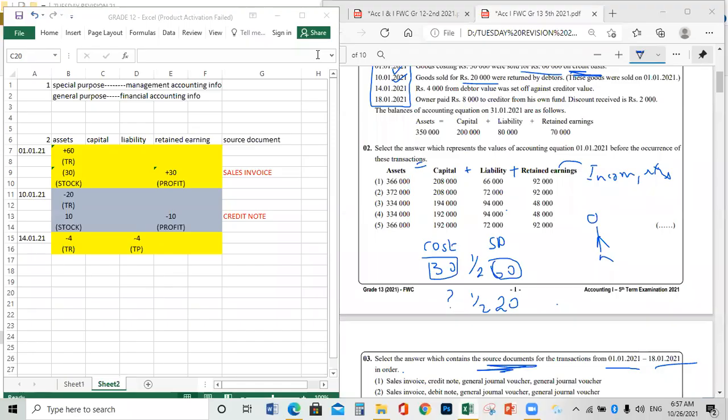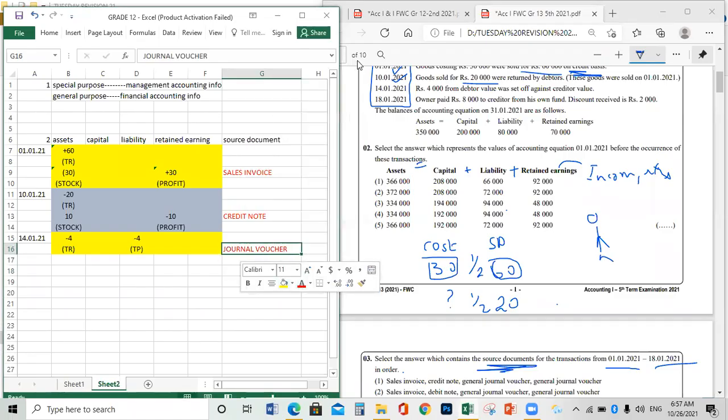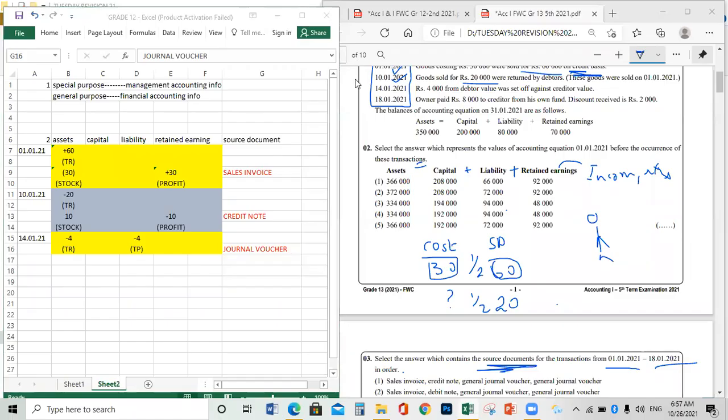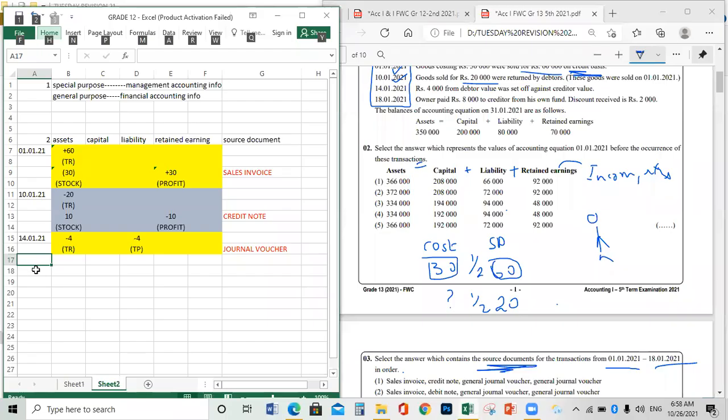What is the source document to record general journal? Journal voucher. Journal voucher is the source document. So this is what you have to use to record the set off entry. Always remember, when you don't have a special prime entry book to record in, you will always go to the general journal to record it.